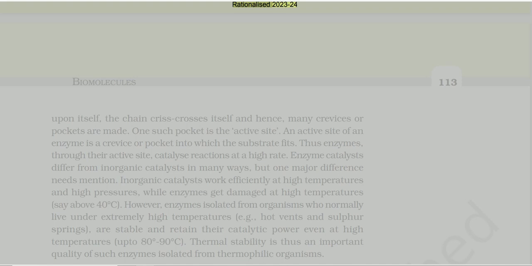upon itself, the chain crisscrosses itself and hence, many crevices or pockets are made. One such pocket is the active site. An active site of an enzyme is a crevice or pocket into which the substrate fits. Thus enzymes, through their active site, catalyze reactions at a high rate.